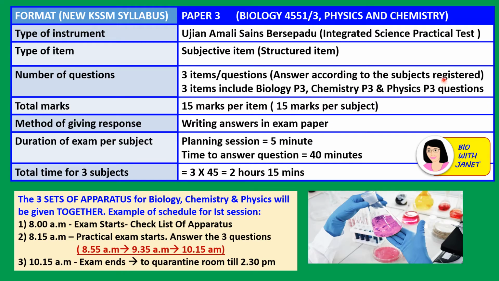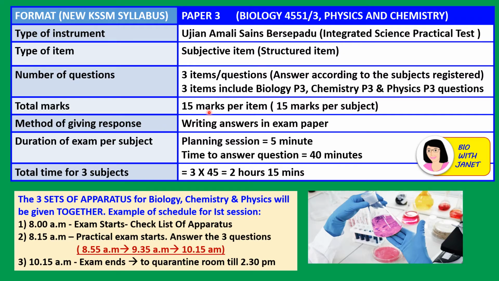If the students register for the 3 subjects, biology, physics, and chemistry, they will have to answer the questions for these 3 subjects, right? If they only choose 2 subjects, then they will answer the questions for those 2 subjects. Now, so the 3 items include biology, paper 3, chemistry, paper 3, and physics, paper 3 questions. Okay, let's talk about biology, just biology. Total marks is 15 marks per subject, okay? Same for chemistry and physics, 15 marks each.